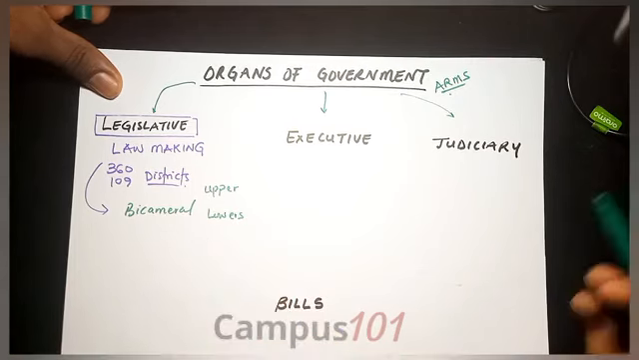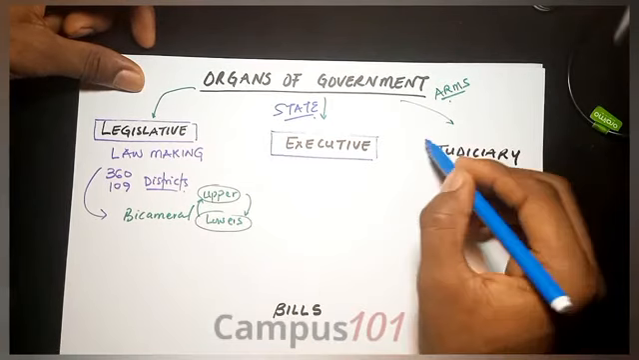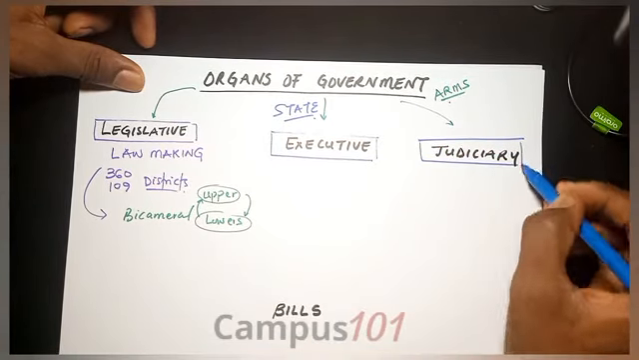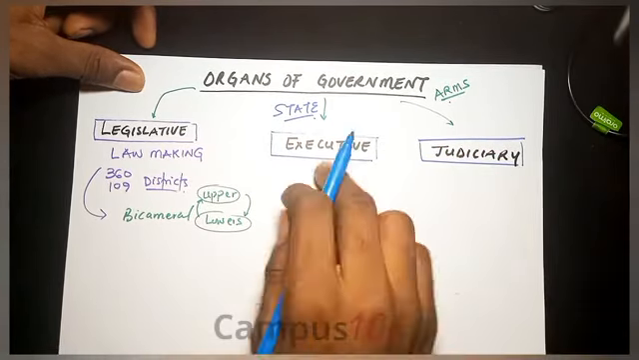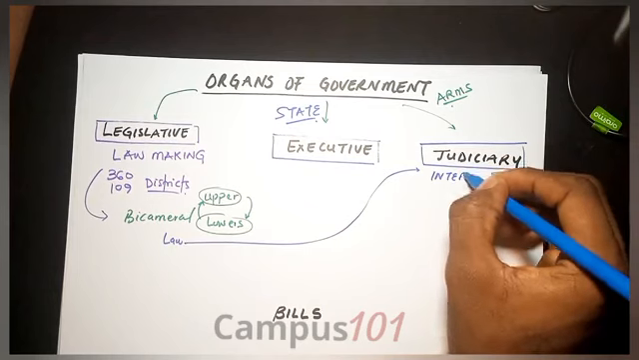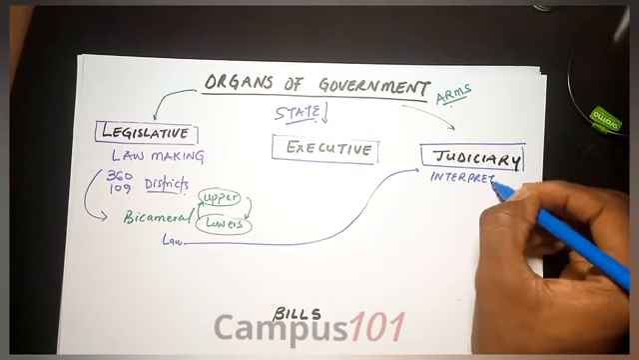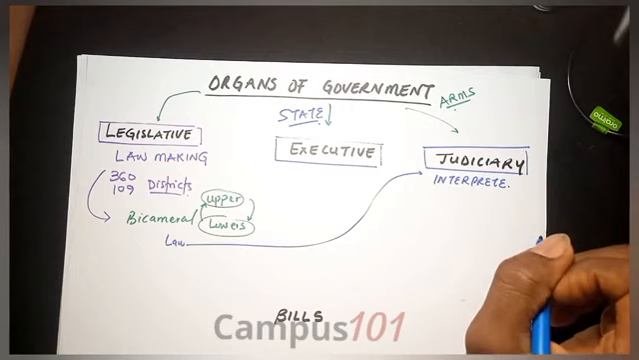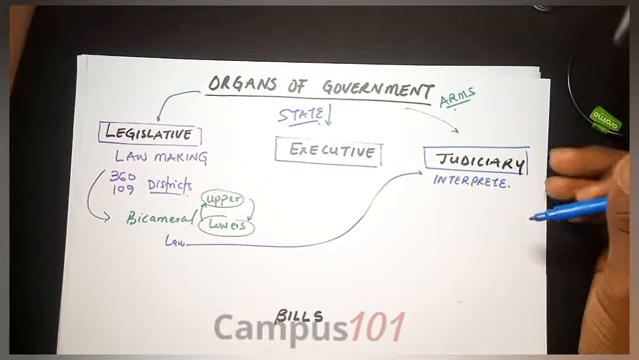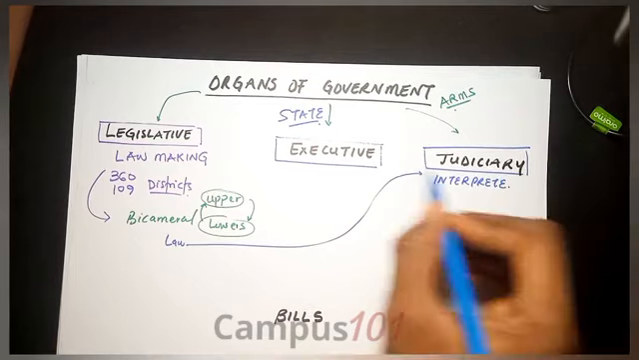Now, I think we should talk about the judiciary first, and then we'll talk about the executive last, since they are quite important. When these laws are made, let's say we translate them here to the judiciary. The work of the judiciary is to interpret the laws. So when the judiciary interprets the laws, the executive arm of government will be able to carry out these laws.